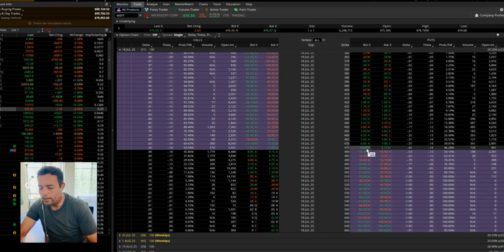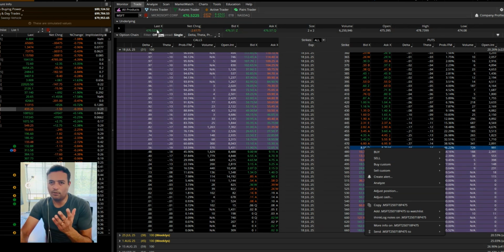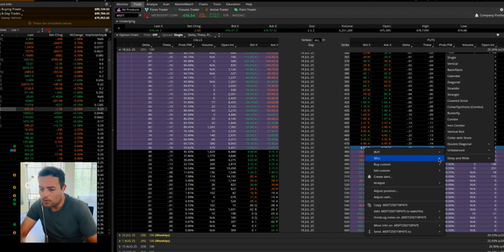So, what is a short straddle? Short straddle is when you sell the at the money strikes. So you go on and right click. At the money is 475 right now. The stock is trading at 476. Totally fine. Just $1 out.